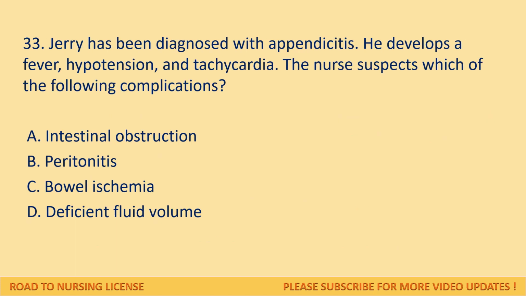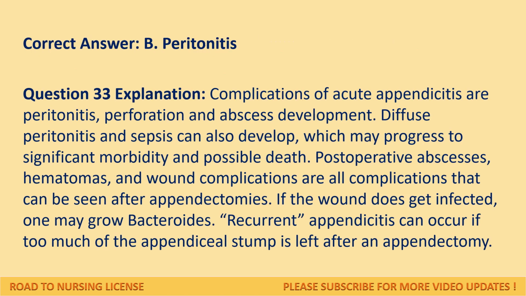Question 33. Jerry has been diagnosed with appendicitis. He develops a fever, hypotension, and tachycardia. The nurse suspects which of the following complications? A. Intestinal obstruction. B. Peritonitis. C. Bowel ischemia. D. Deficient fluid volume. Correct answer, B. Peritonitis. Question 33 Explanation.